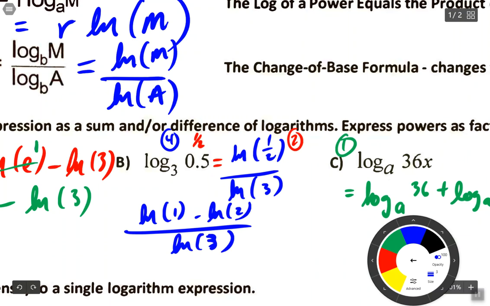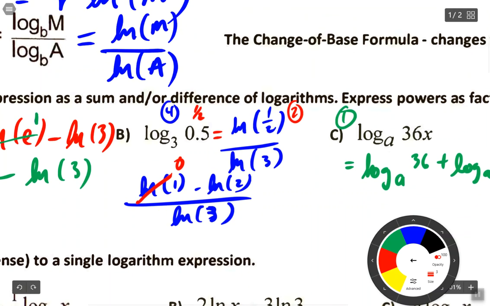What's natural log of 1? Remember my graph? If you don't remember it, what is e to the 0 power? So this has to be 0, minus natural log of 3. Do you understand what I'm saying now? So what does this become? Does that simplify to negative natural log of 2 over natural log of 3?